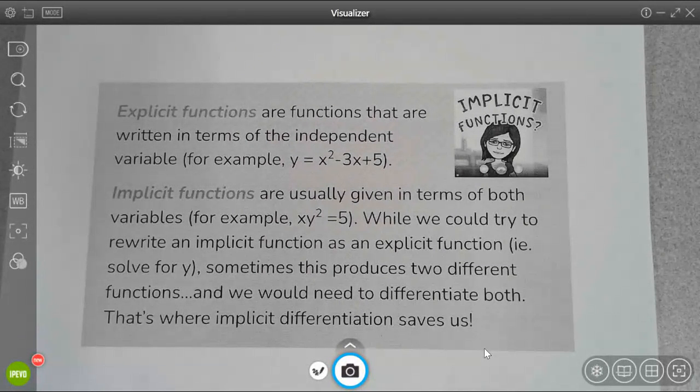And so we would have to find two different derivatives to basically find the derivative of that implicit function. But implicit differentiation avoids all of that work. It lets us leave the function as an implicit function. And as long as we follow the process, we'll be able to find a single derivative that's going to encompass both scenarios at the same time.